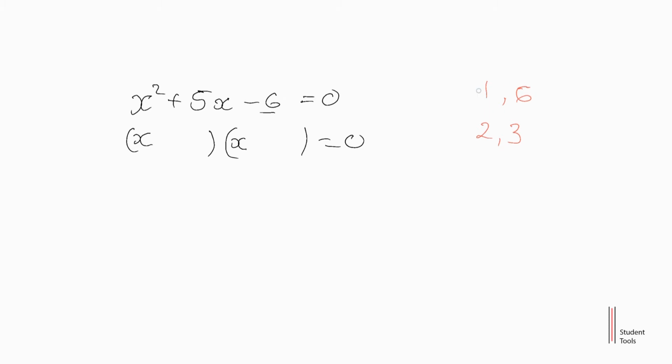So here I think we can use this pair, but the one has to be negative, because -1 multiplied by 6 is equal to -6, and also -1 plus 6 is equal to +5. So that means we'll have a -1 here, and the +6 here. And then we will have x minus 1 equal to 0, or x plus 6 equal to 0.